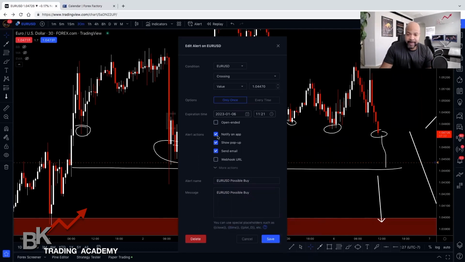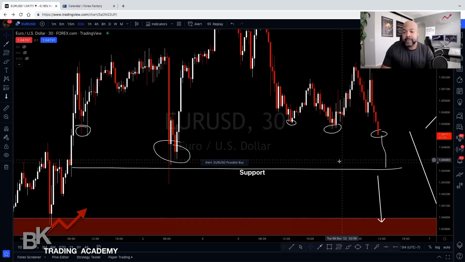So I like to put my alert actions here as notify me on the app. I have the TradingView app on my phone. I like to see a pop-up on the app, and send me an email as well. When it notifies you on the app, it gives you an alarm sound. It's a kind of squeaky alarm sound that I like, but it notifies me. It tells me, hey, you have a possible buy or a possible sell, go ahead and enter. So that's what I like to do here, at least a few pips before this area so I can examine it.